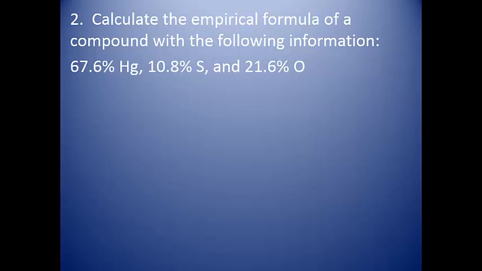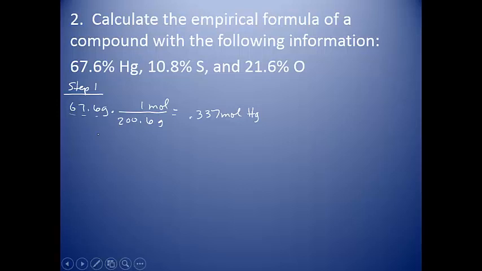So we're going to start with 3 different elements, and we're going to start with step 1. We want to convert these to moles. So in step 1, we took our percents, and we know that those are actually grams. So we're going to take our grams of mercury, Hg. On the periodic table, we have 200.6 grams per mole. And so right now we start off with 0.337 moles of mercury. Again, significant figures are very important here. You're allowed 3 because of that 67.6.